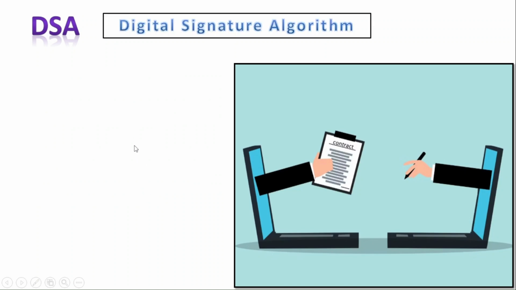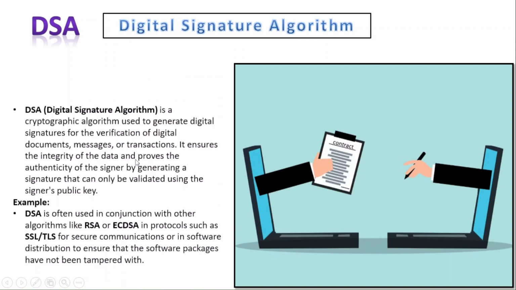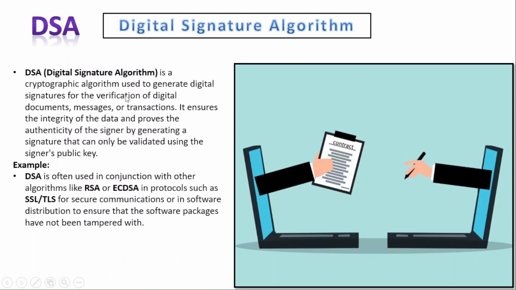DSA, that is Digital Signature Algorithm. So DSA is a cryptographic algorithm used to generate digital signatures for the verification of digital documents, messages, or transactions. It ensures the integrity of the data and proves the authenticity of the signer by generating a signature that can only be validated using the signer's public key.